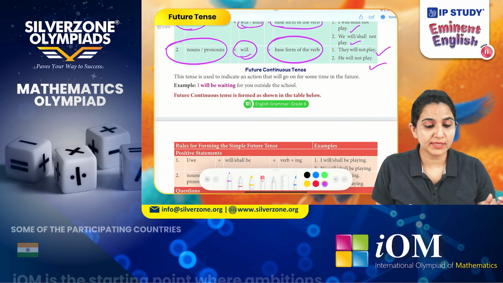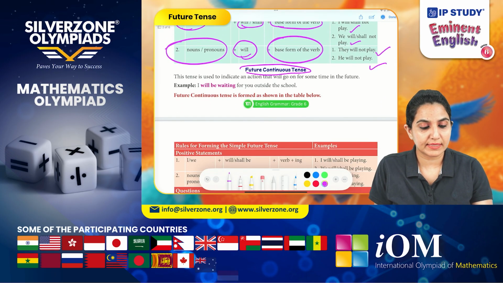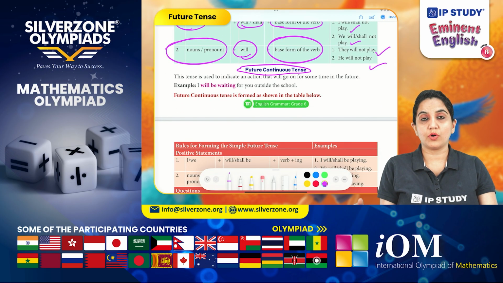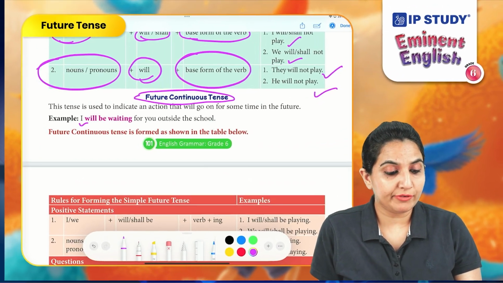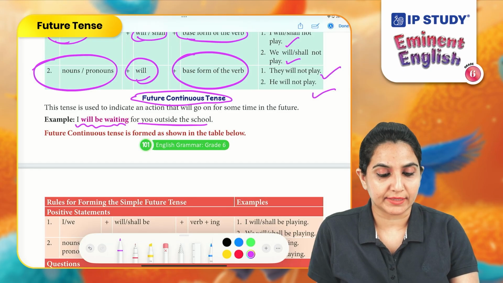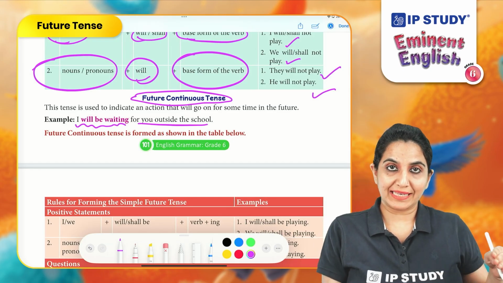Now, future continuous tense. This indicates an action that will go on for some time in the future. For example, I will be waiting for you outside the school. So, the action which will keep happening for some time in the future.